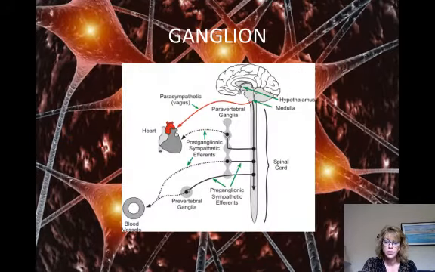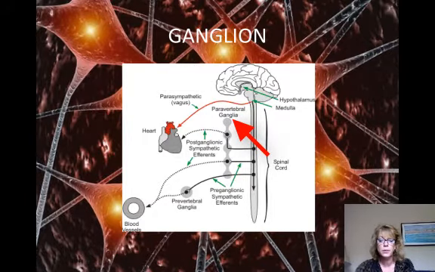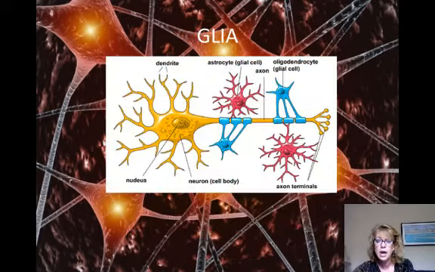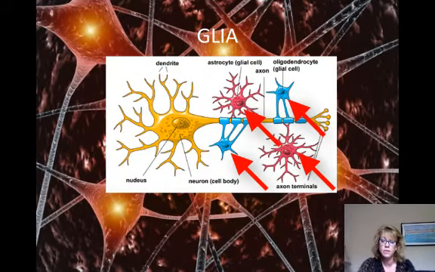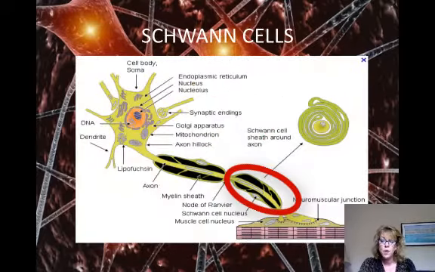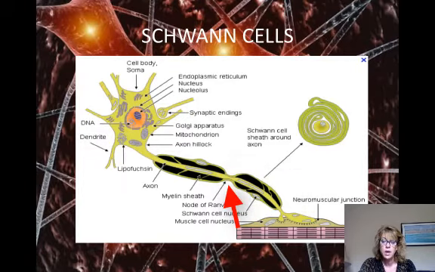Ganglion is a cluster of nerves in the peripheral nervous system. Ganglia is plural. Glia are the supporting cells between the neurons. They are for structural support. Schwann cells are glia that forms the myelin sheath. The nodes of Ranvier are the spaces between the Schwann cells.